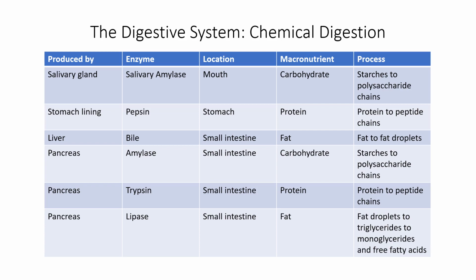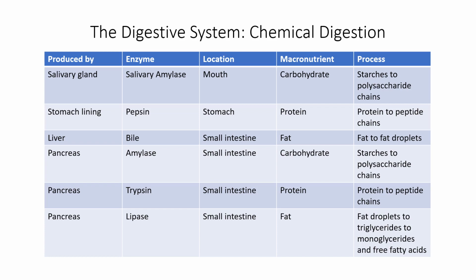The stomach lining produces pepsin, and the macronutrient specifically targeting is protein. And protein is being broken down into peptide chains. The liver, the enzyme is bile. Location is the small intestines. So the liver will secrete bile into the small intestines. If you think back to the organs that we recapped, this bile is stored in the gallbladder. The macronutrient here is fat, and fat is being broken down into droplets of fat.